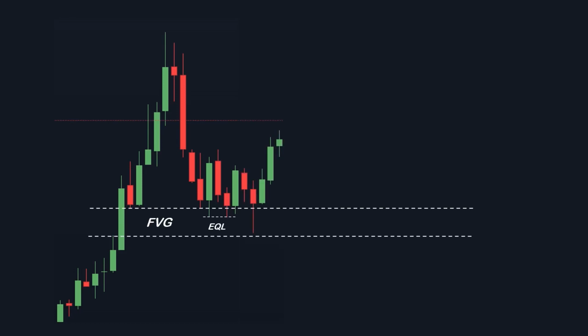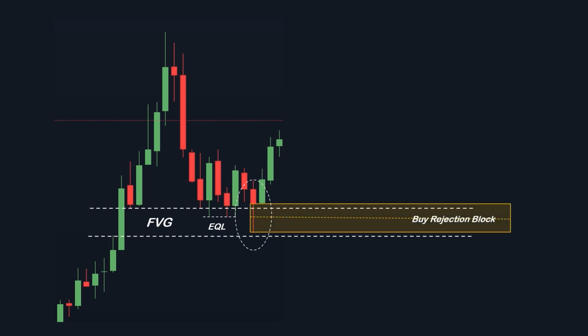For example, if we look at the monthly USD index chart, we can see an upward trend where the price pulls back into an FVG, fair value gap. In this zone, it creates equal lows, building liquidity for us, so we can assume there's a liquidity sweep happening here. As you can see, once the liquidity was taken, the price shot upward and formed a rejection block. We mark the wick of this candle as our rejection block, and if the price retraces to 50% of this zone, we look for a buy entry. It's an excellent buying opportunity.